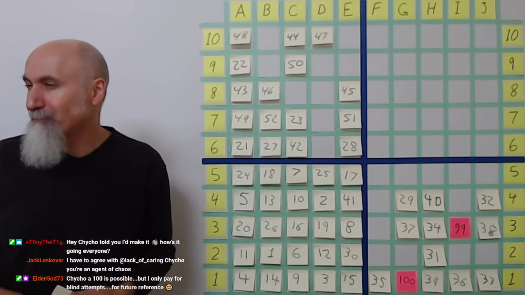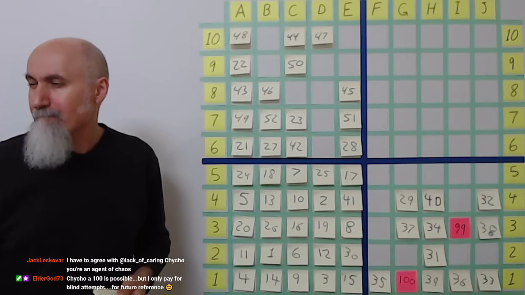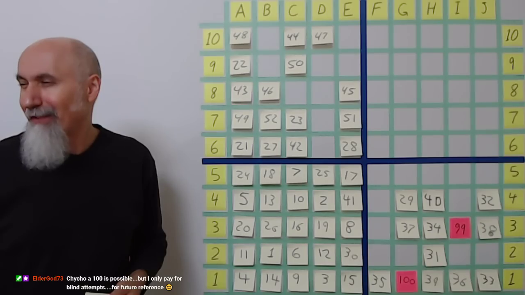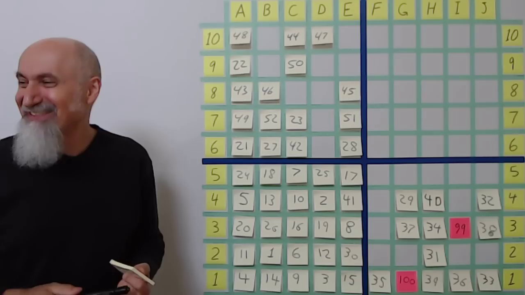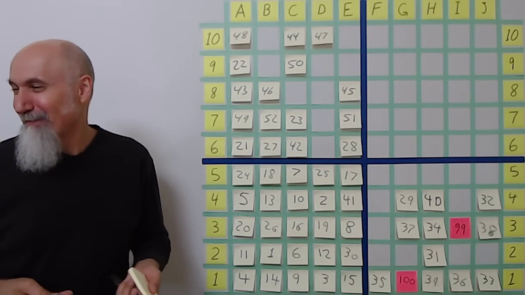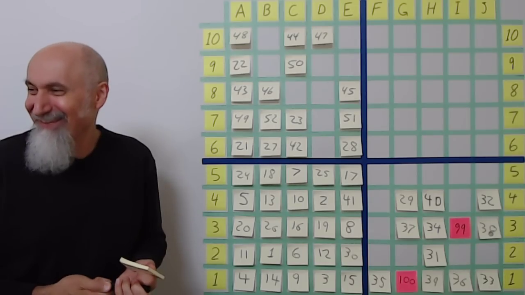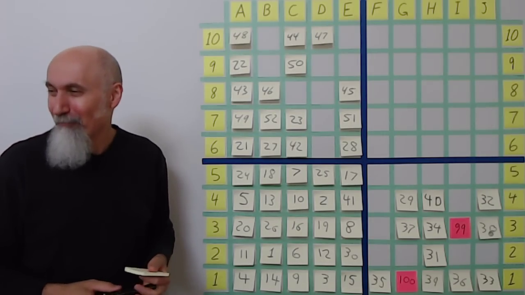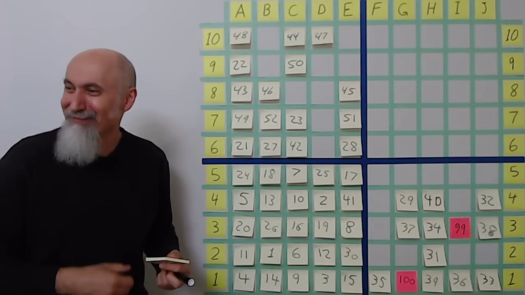Apple with apple butter would be more homogeneous, but you don't want it to be all together, right? Peanut butter and apple is so good. Hey, Chicho, told you I'd make it. Tony the Tiger, how are you doing? How's it going, everyone? Nice to see you. Welcome back to another live stream. I have to agree with Jack. Chicho, you're an agent of chaos. Did someone mention that? Possibly. I like chaos. Chicho, 100 is possible, but I only pay for blind attempts, no future references.